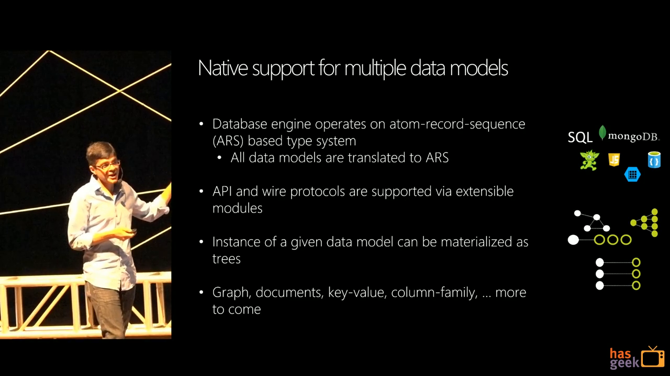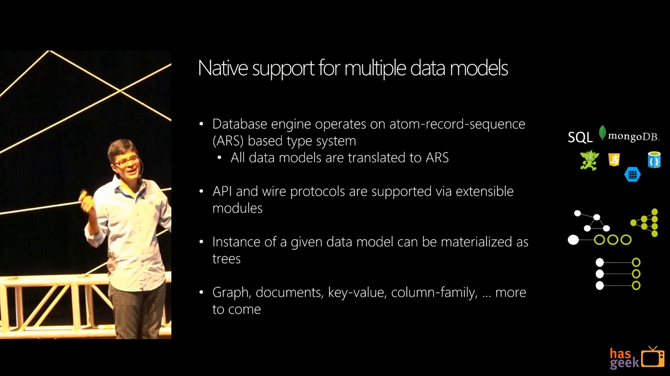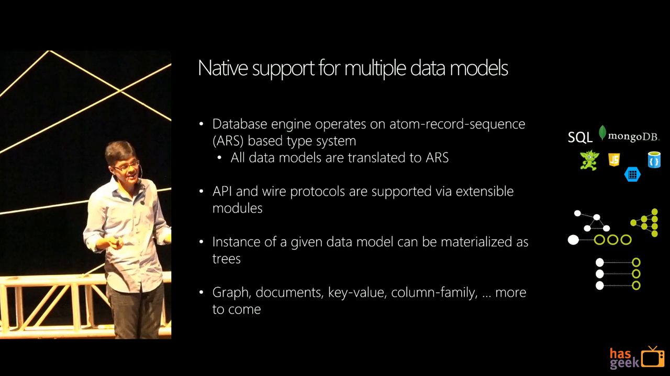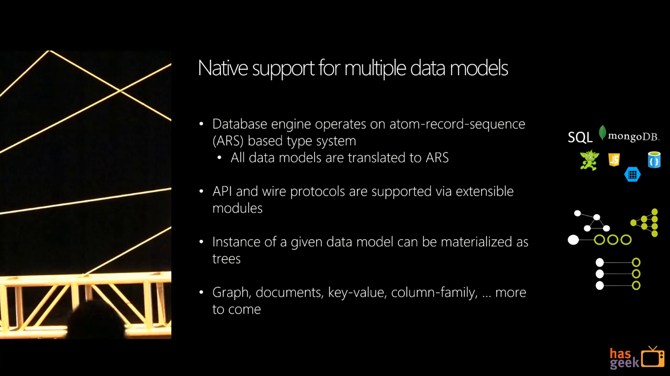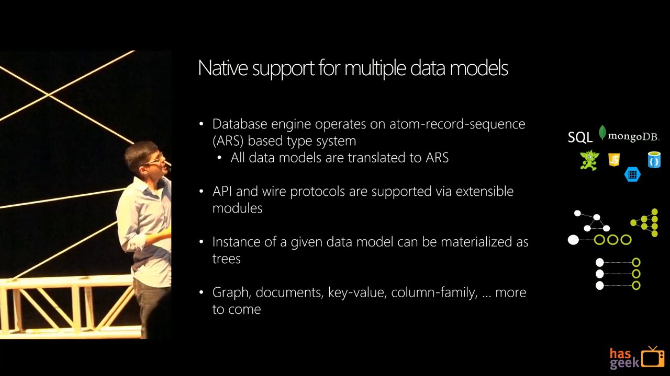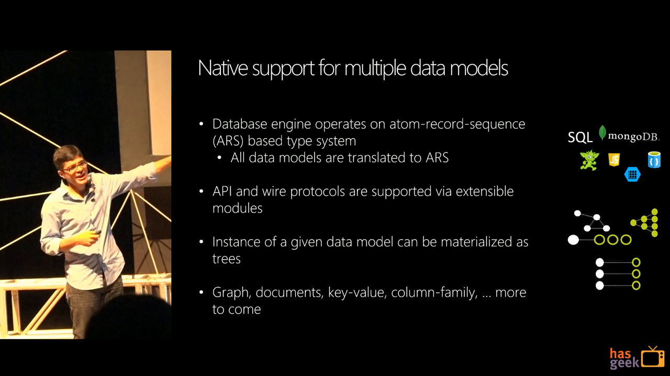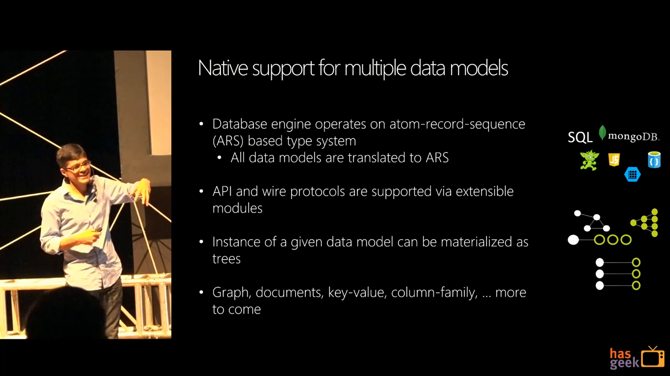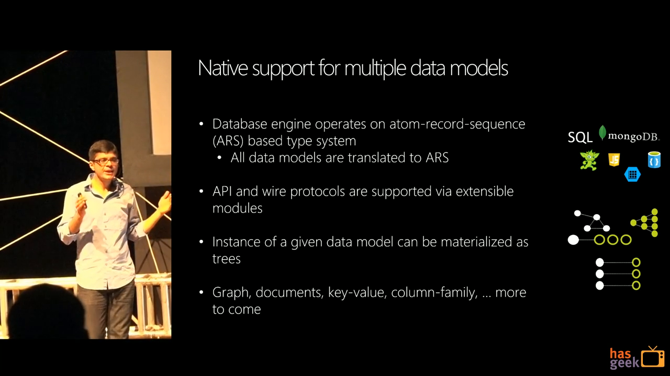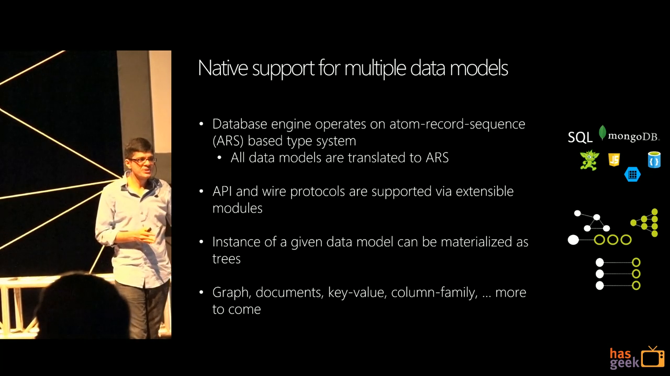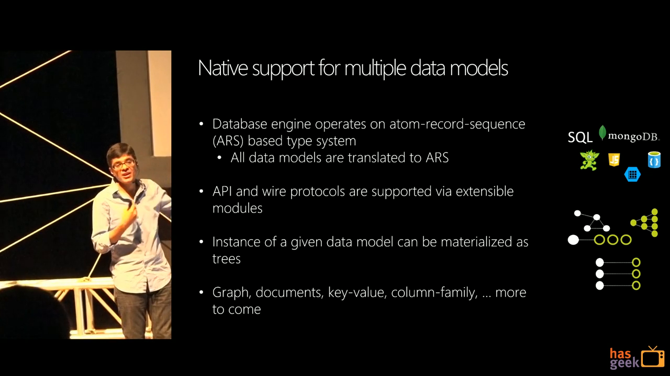The other most important realization we had was that we don't want to create our own query language or our own APIs. We found that developers are already using MongoDB and Cassandra and Gremlin for graph and so on. So once you have a schema-agnostic database engine, you can efficiently translate all of these data models into a core data model that the engine understands, and then expose the APIs that developers are already familiar with. So you can take your existing MongoDB app and point it to CosmosDB and start programming against it without learning any new APIs.